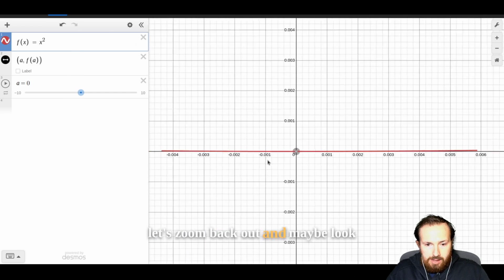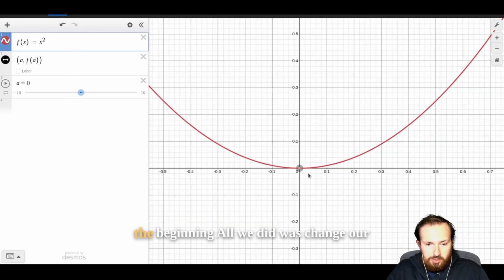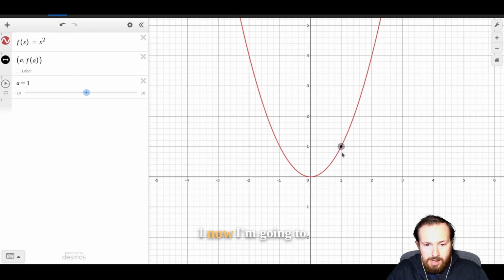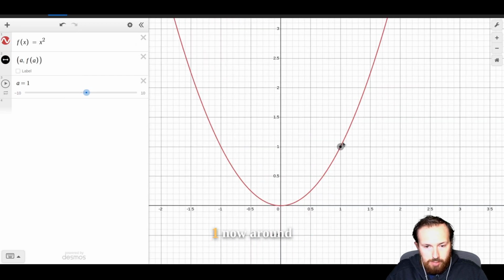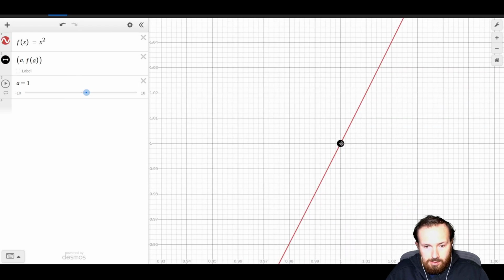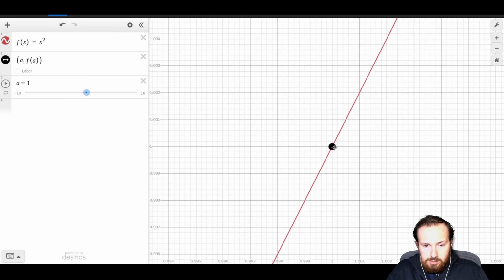Now let's zoom back out and maybe look at another point. So remember that it's still the same function we were dealing with at the beginning. All we did was change our perspective. We just zoomed in a bunch. Now, if I go up to another point, let's say around 1, I'm going to do the same thing, just zoom in 1,000 times or 1,000,000 times, however long it takes, but I'm going to zoom in around x equals 1. So here we're zoomed in about 1,000 times at this point.